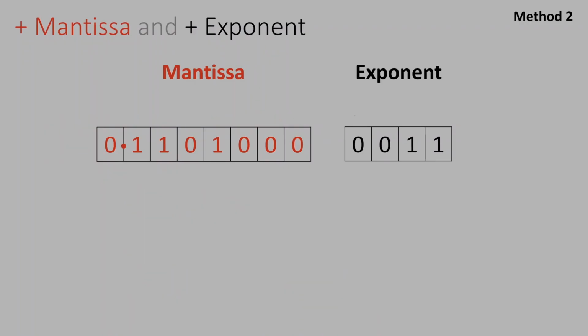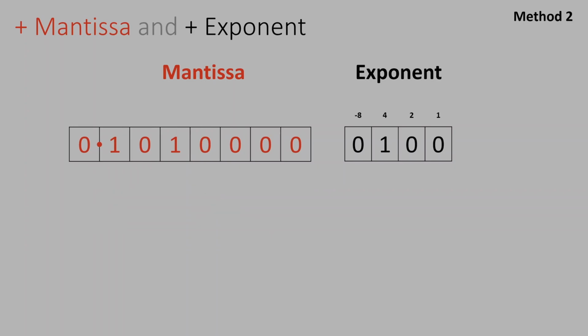So here we have method 2. Just a reminder of the structure of the mantissa, and the reason I'm bringing this up is that in method 2 we don't actually move the floating point. So here's an example. The exponent is positive 4, which would have meant that we move the decimal or the floating point to the right, but in method 2 we don't actually move it.